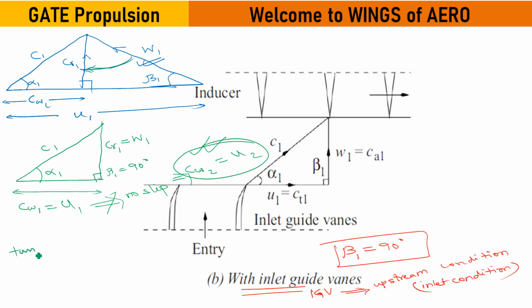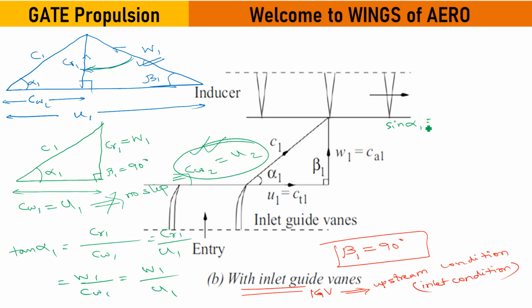Take any one, like here tan alpha 1. Tan alpha 1, what is the height by base? So you can write CR1 by CW1, or CR1 by U1, or W1 by CW1, or W1 by U1. Four possibilities you can write using tan alpha 1. Similarly sin alpha 1 and cos alpha 1, you can also write likewise. Fine.